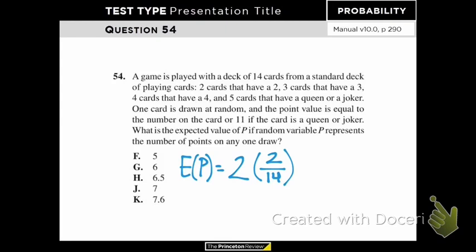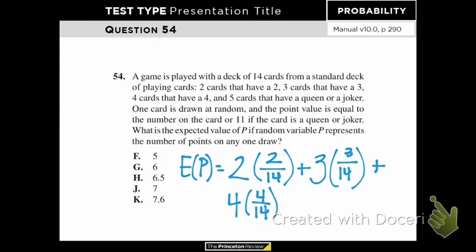Okay, then we move on to the 3s. Now for each one of these, we're going to be adding what we get together. So the next option is getting a 3. Okay, 3 cards have a 3, so the probability would be 3 out of 14. Next one is getting a 4. They said 4 out of the 14 are worth 4. Next is 5, so same type of thing here. Except that with the 5s, it says 5 cards have a queen or a joker. The queen or a joker represents 11 points. So the point total there is 11, and there are 5 cards out of that 14.